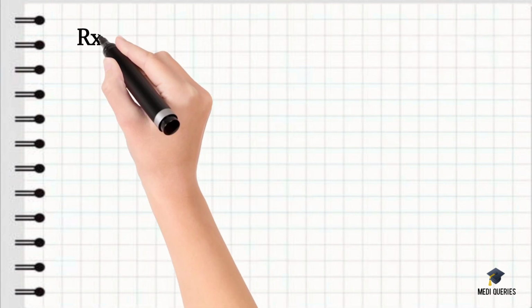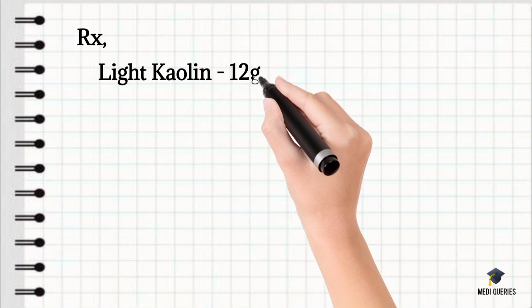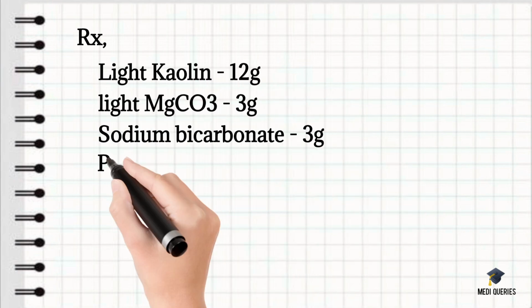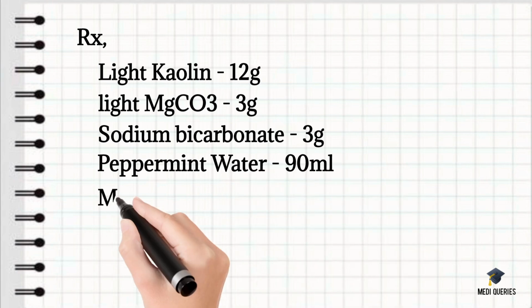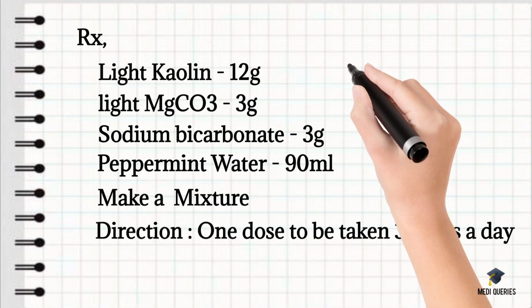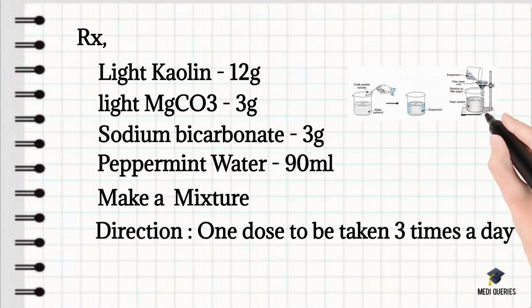This is how we will prepare the suspensions. Let us see one example. Prepare and dispense the following suspension. The formula has light kaolin 12 grams, light magnesium carbonate 3 grams, sodium bicarbonate 3 grams, and peppermint water up to 90 ml. Make a mixture. The direction for use is 1 dose to be taken 3 times a day.